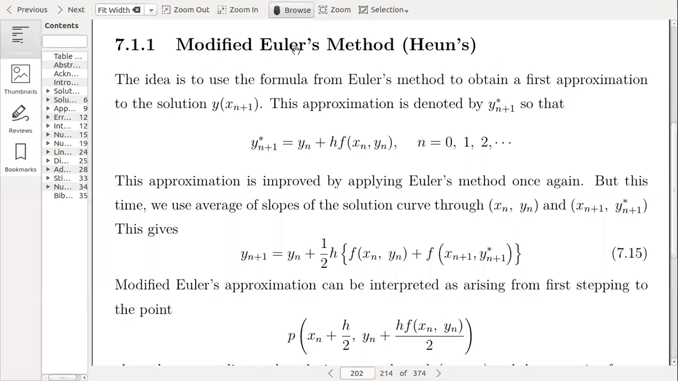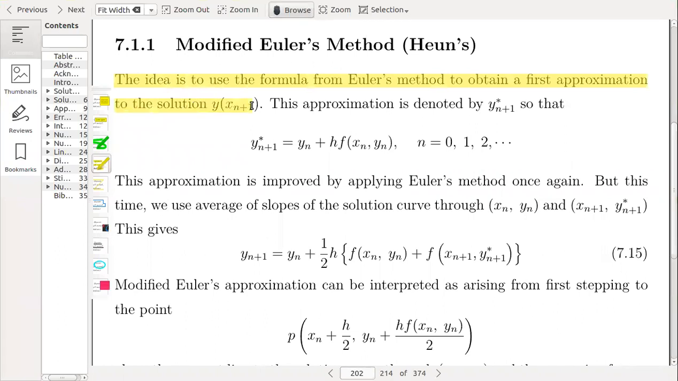Okay, so today we discuss modified Euler's method. It's also called Heun's method. So the idea is to use the formula from Euler's method to obtain a first approximation to the solution y at xn plus 1. So what is the idea of modified Euler method?